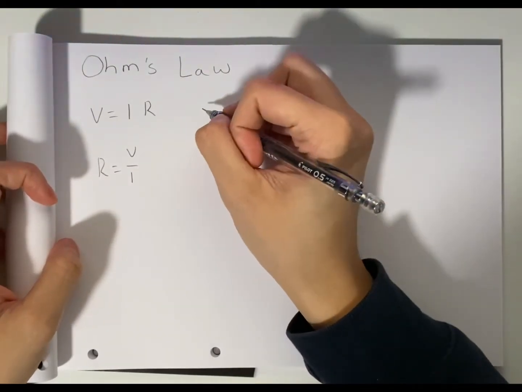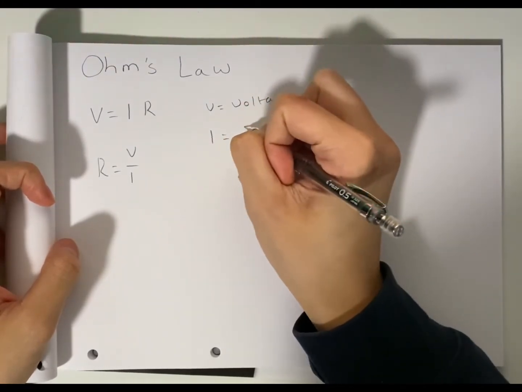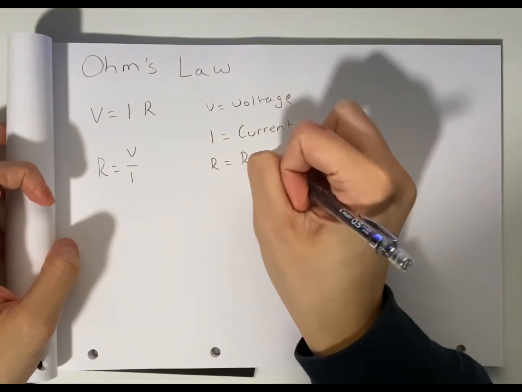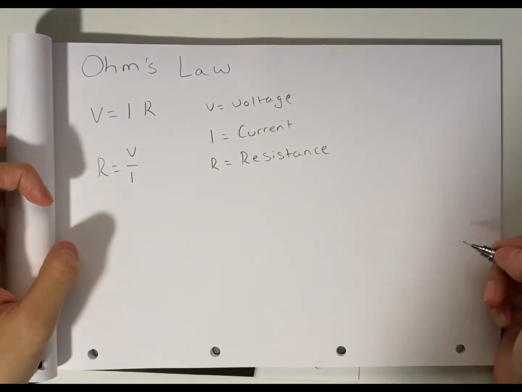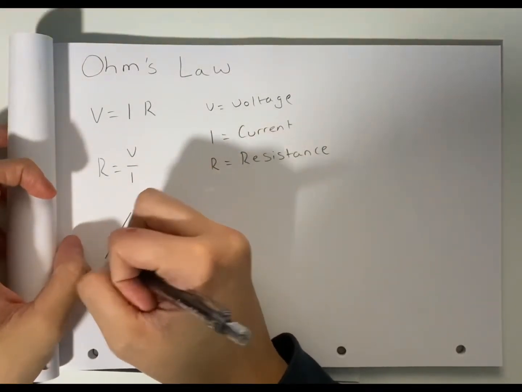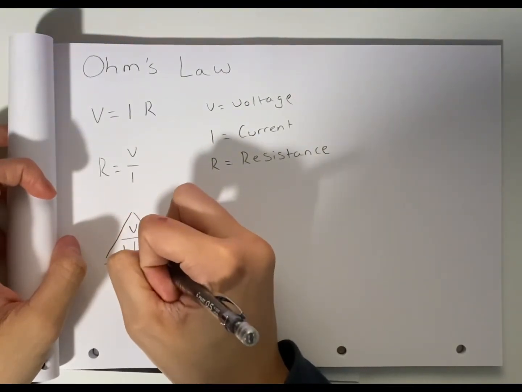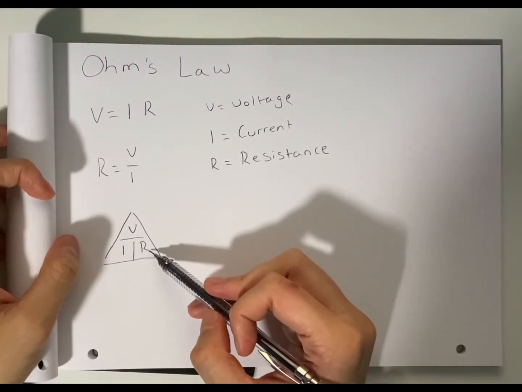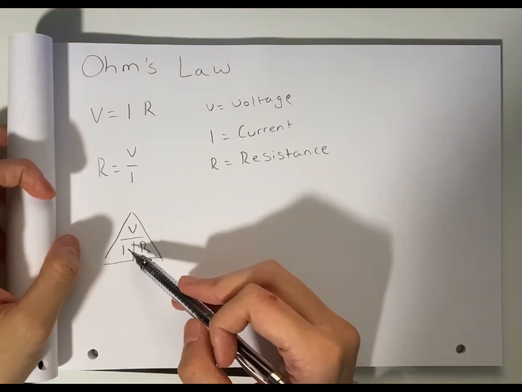But for those who don't know, V equals voltage, I equals current, and R equals resistance. An easy way to memorize this is to draw out our triangle. So that's how you get resistance: V over I. To get voltage, you get I times R, and to get current, you get V over R.